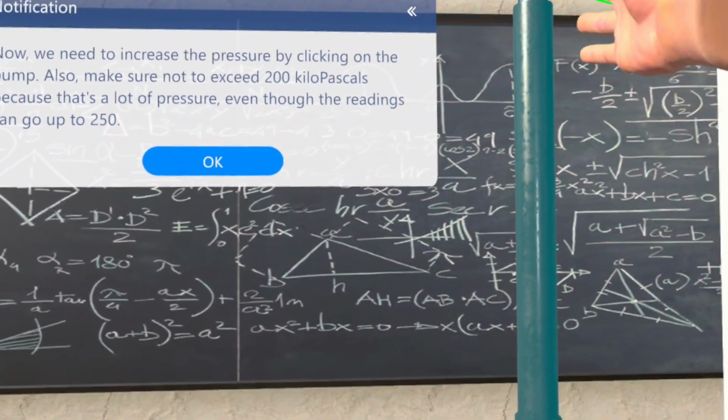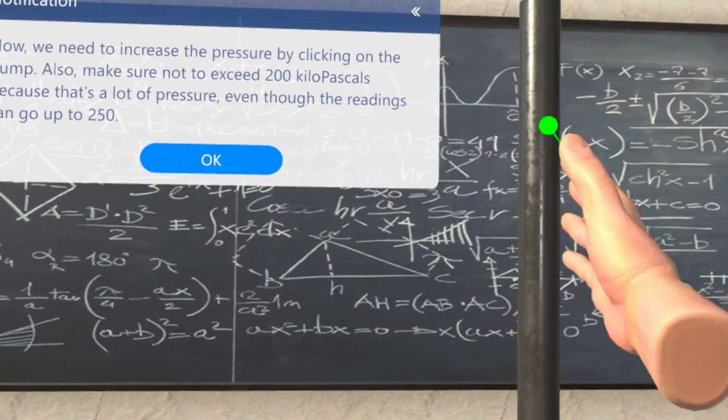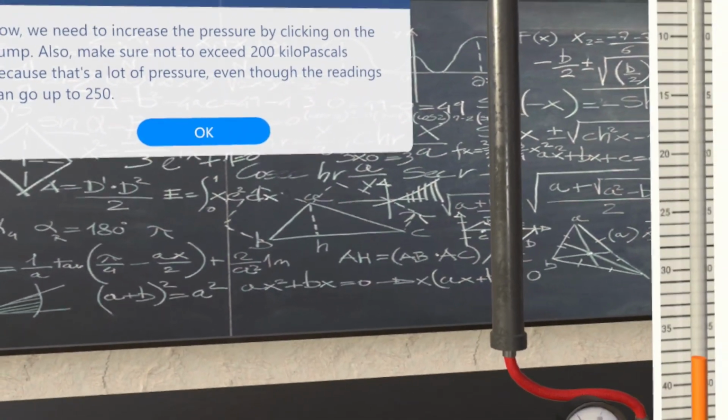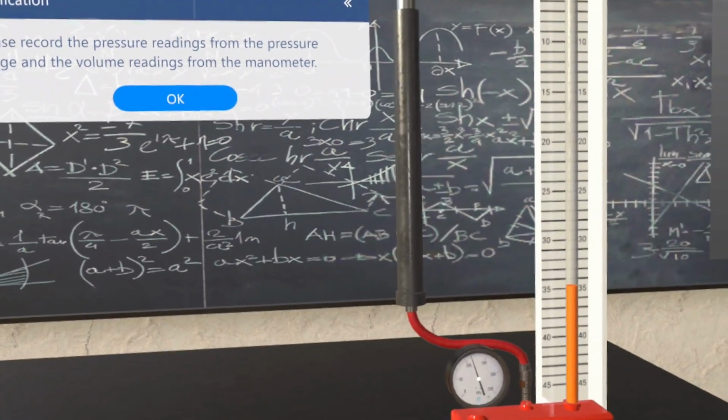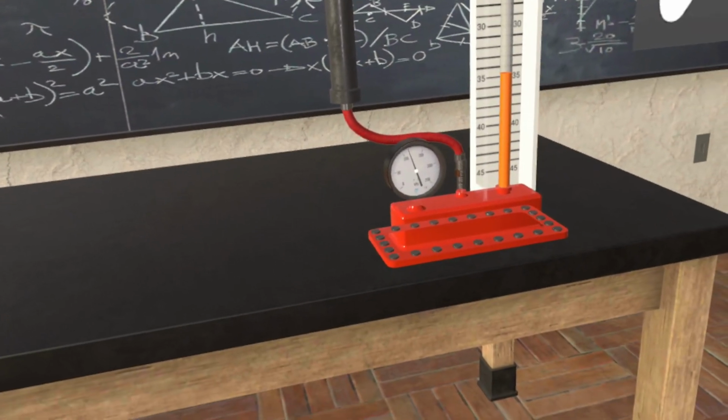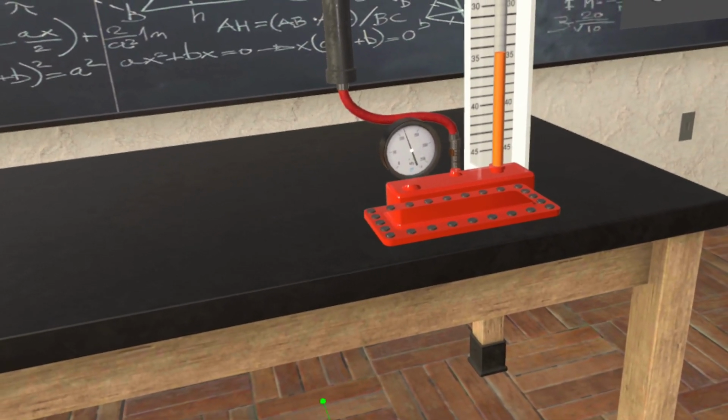Now, we need to increase the pressure by clicking on the pump. Also, make sure not to exceed 200 kilopascals. Please record the pressure readings from the pressure gauge and the volume readings from the manometer.